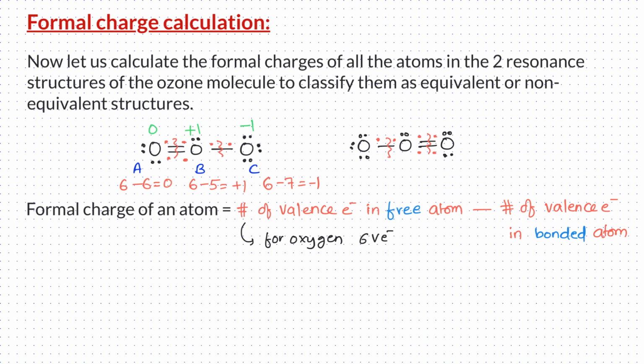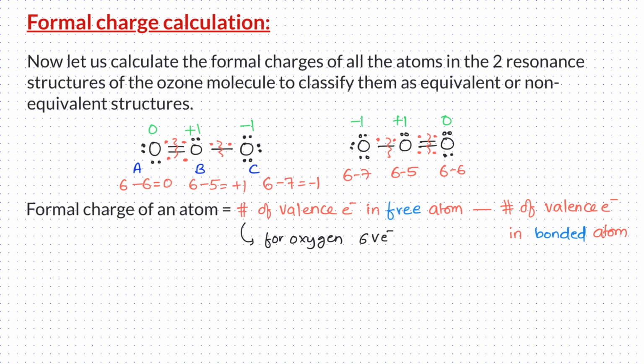Similarly, we can calculate the formal charges of the 3 oxygens in the other resonance structure as well. For each of the resonance structures, the formal charges add up to 0, which is the overall charge on the molecule. So that tells us we calculated it right.